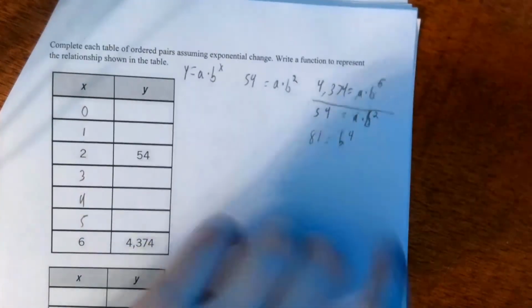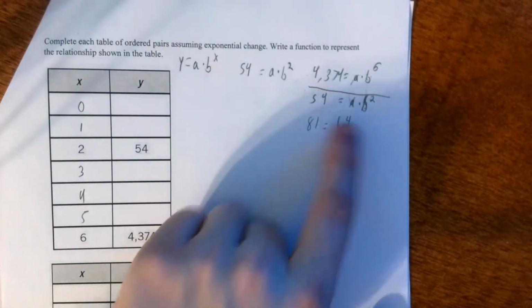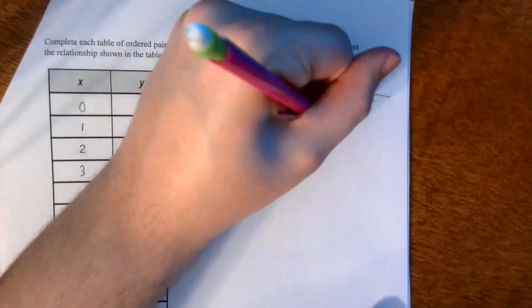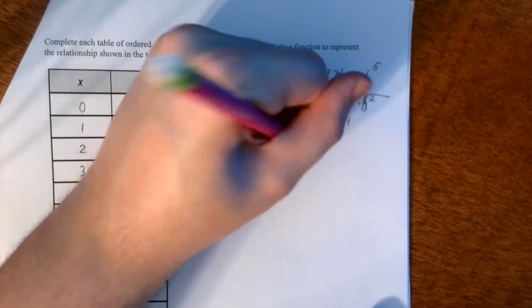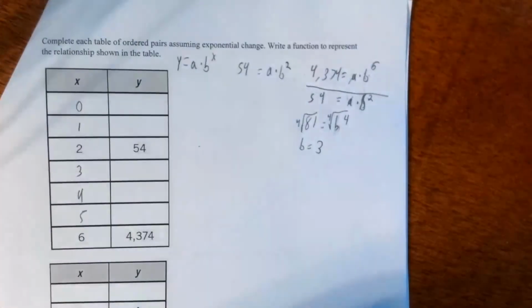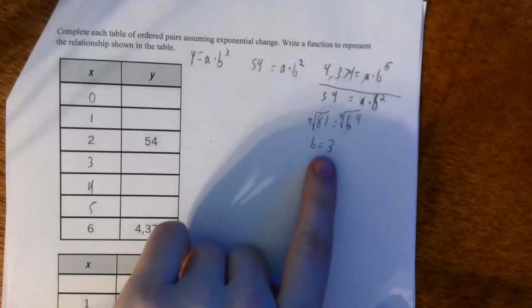So 81 equals b to the 4th. So how do I undo that 4th power? Well, I just take the 4th root on both sides. Okay? So I get b equals 3.